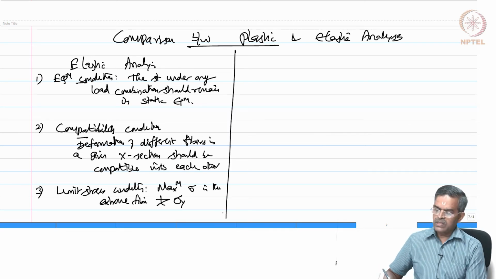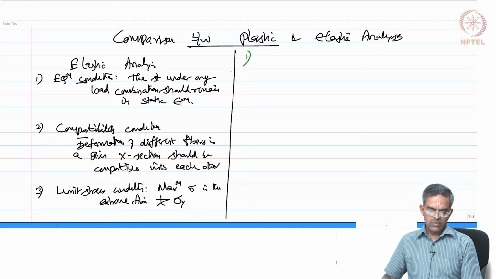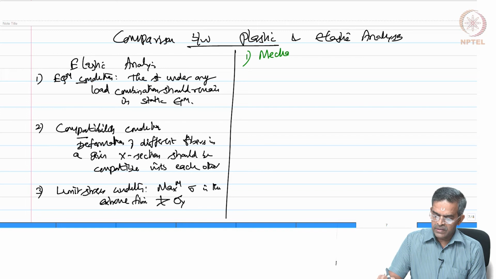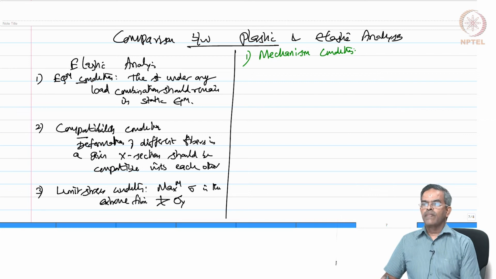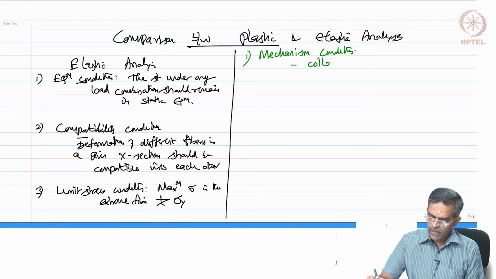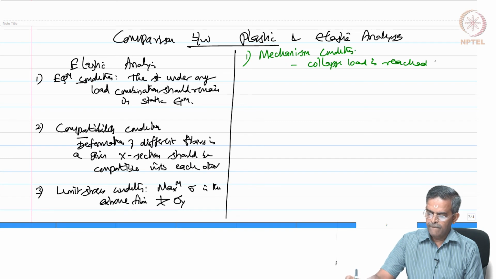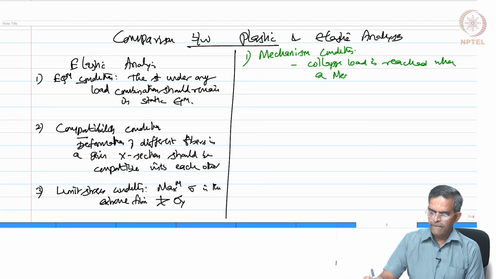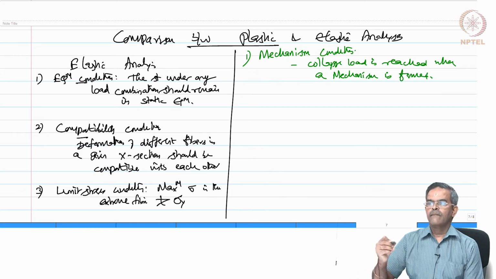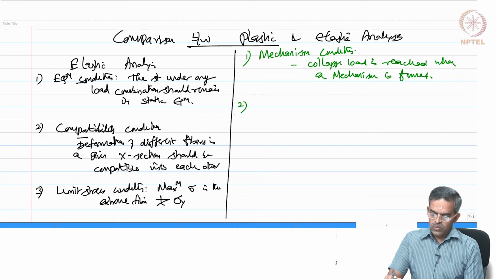Relatively, what are the equivalent conditions in plastic analysis? The first condition equivalent to this is mechanism condition. According to this condition, ultimate load or collapse load is reached when mechanism is formed. Two, equilibrium condition.